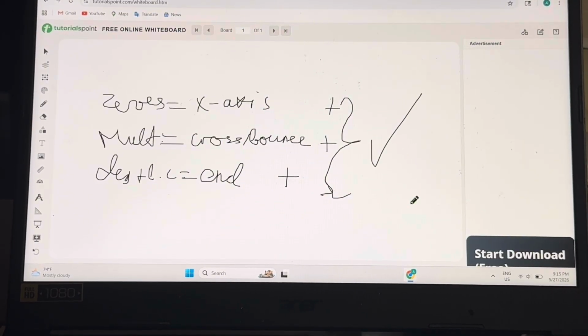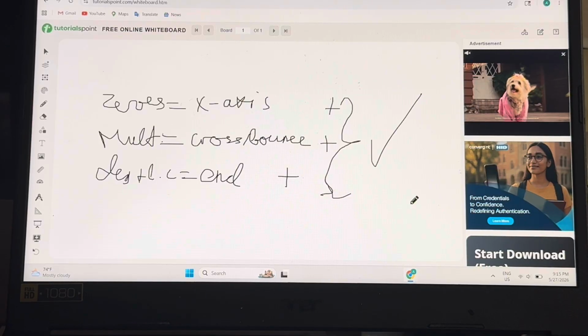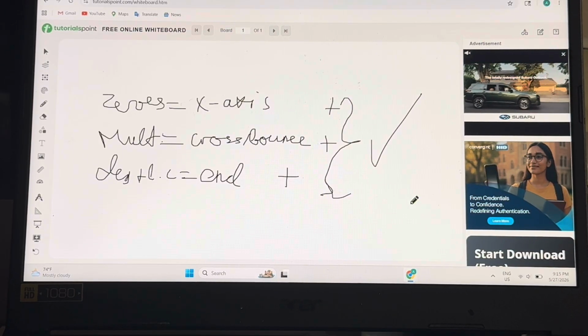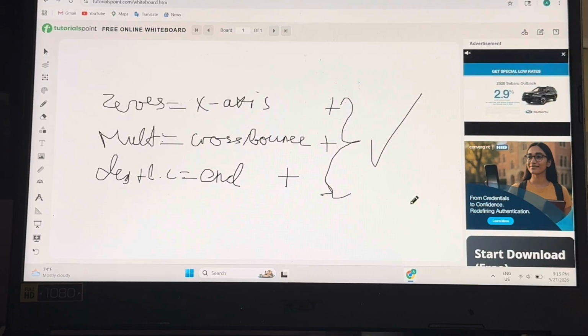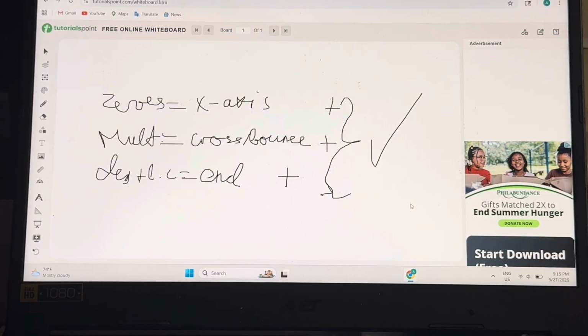Now, to wrap this all up, zeros tell us where the graph intersects the x-axis. Multiplicity tells us whether the graph crosses or bounces. Degree and leading coefficient determine our end behavior, and all of those ideas help us to graph polynomial functions accurately. So I really hope this lesson helped simplify polynomial graphing and made the concepts easier to understand visually.